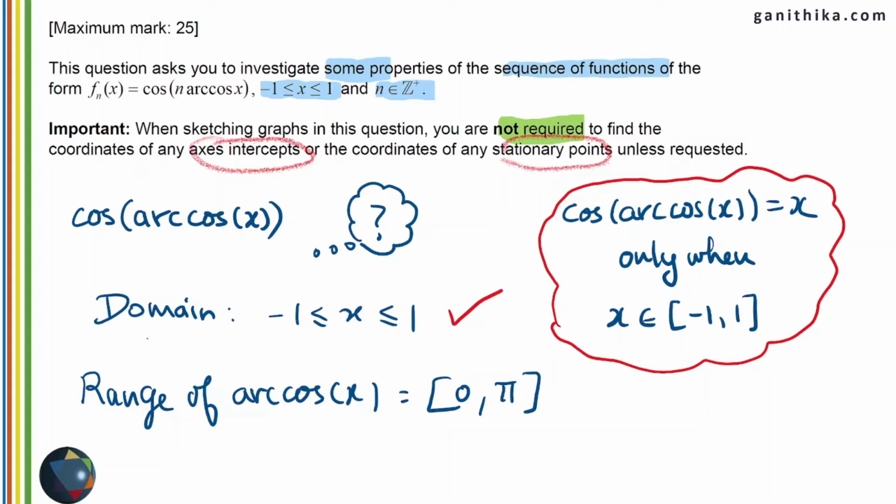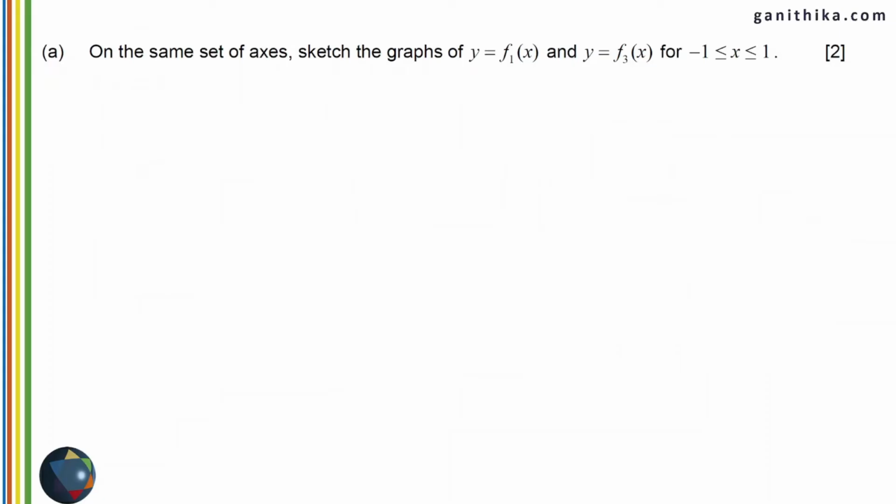So it's better you take a moment to write all that comes to your mind after reading the first statement of the question. Let's proceed to the first part of the question. On the same set of axes, sketch the graphs of f1 of x and f3 of x. So you are asked to find f1 and f3, not f2. Be careful. You can circle that so that it is in your mind and you are not distracted.